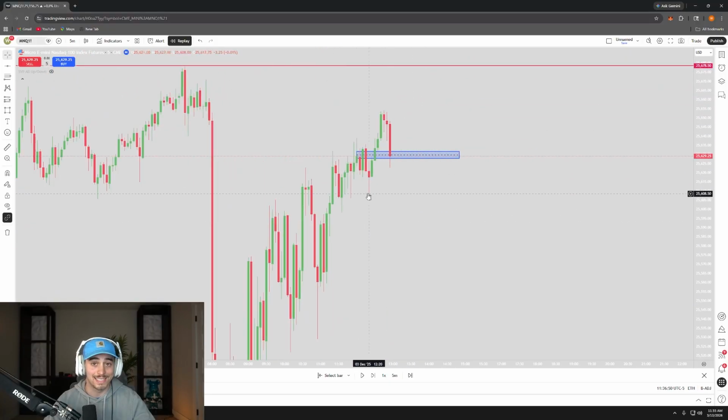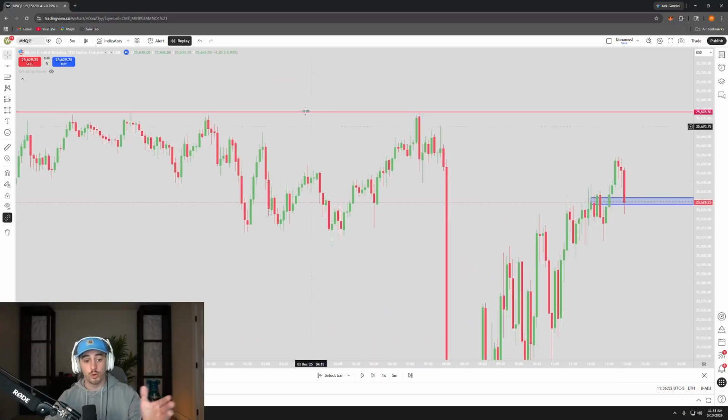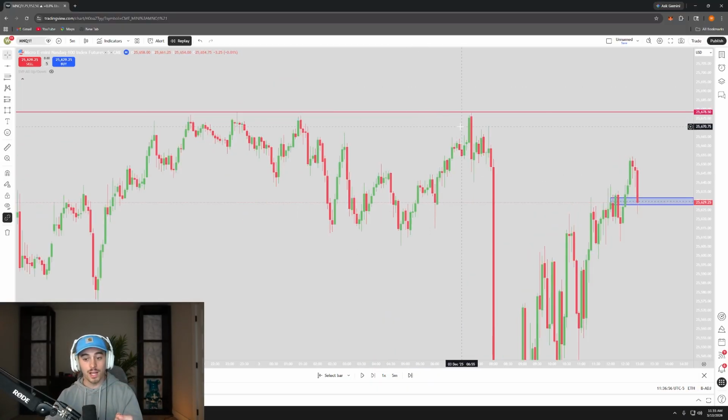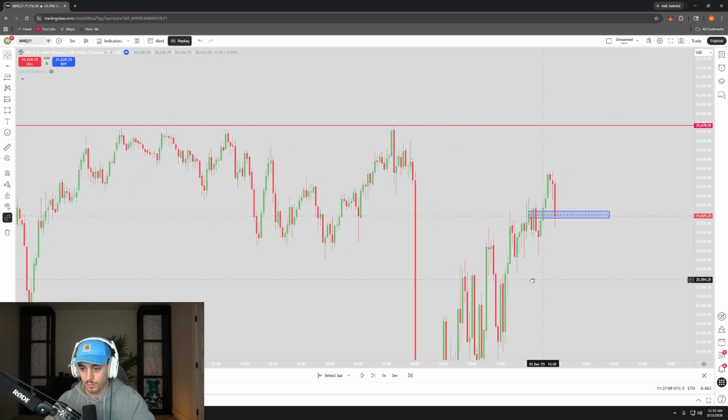So once this imbalance gets inversed, then you can start looking for plays to the relative equals, which can serve as draws on liquidity. And it's even a plus if the draw on liquidity is also a session high or a session low. So we also have the Asia session high here and the London high here, that technically already got swept a little bit, but we can still use it as rough relative equals.